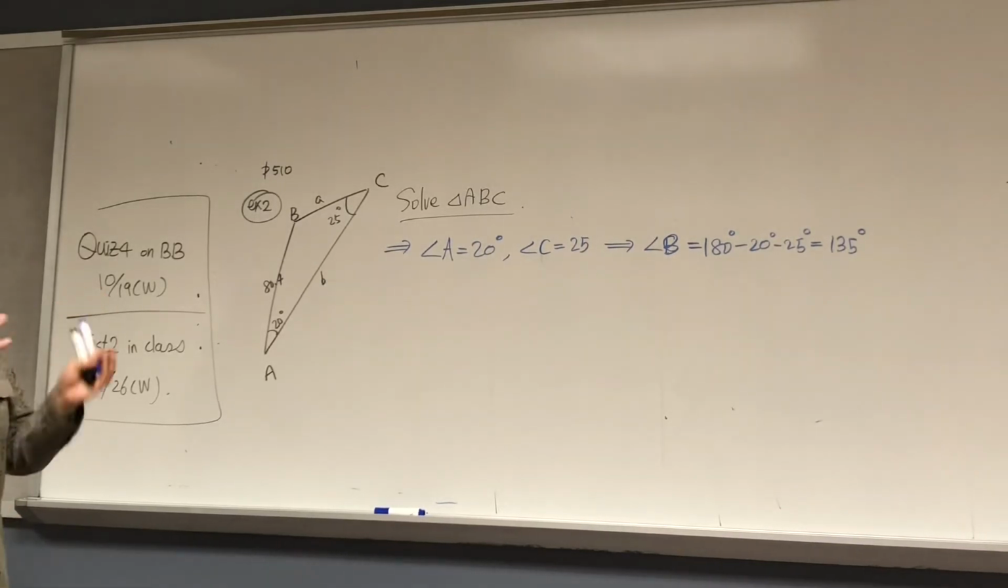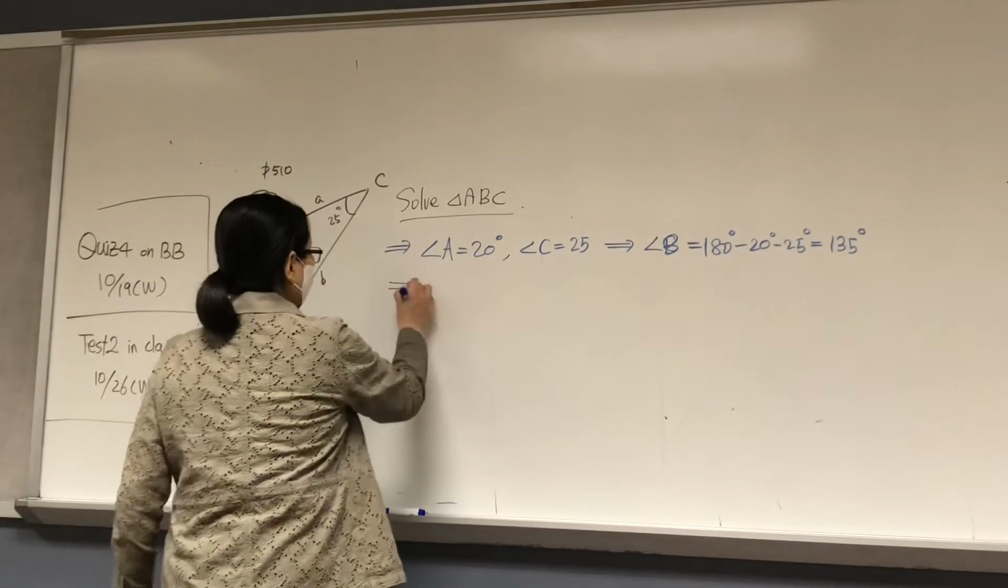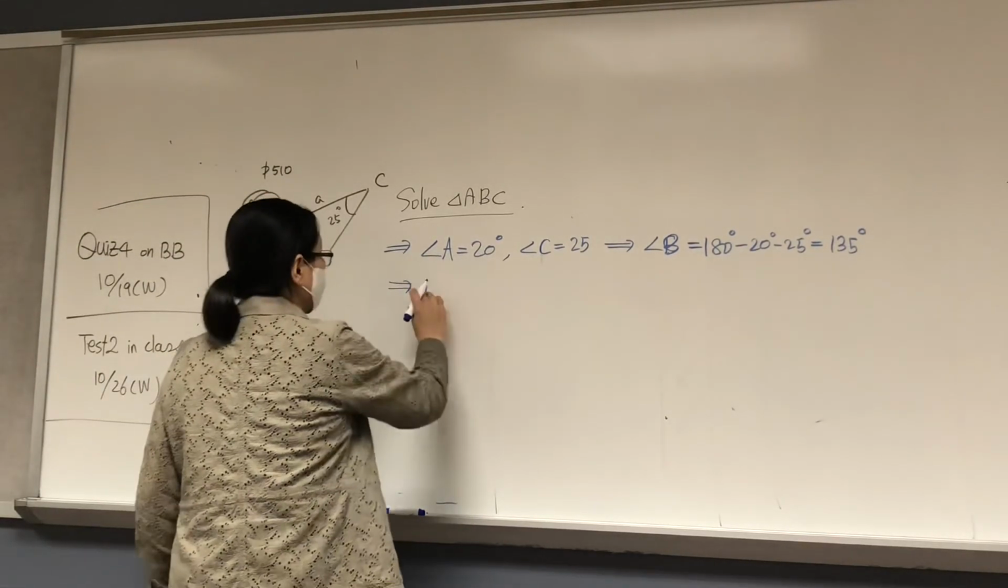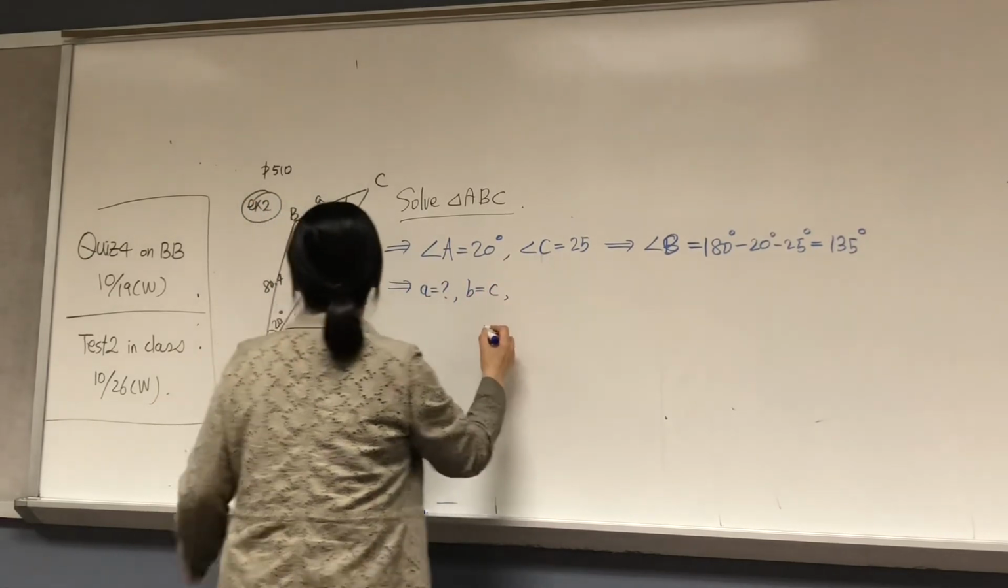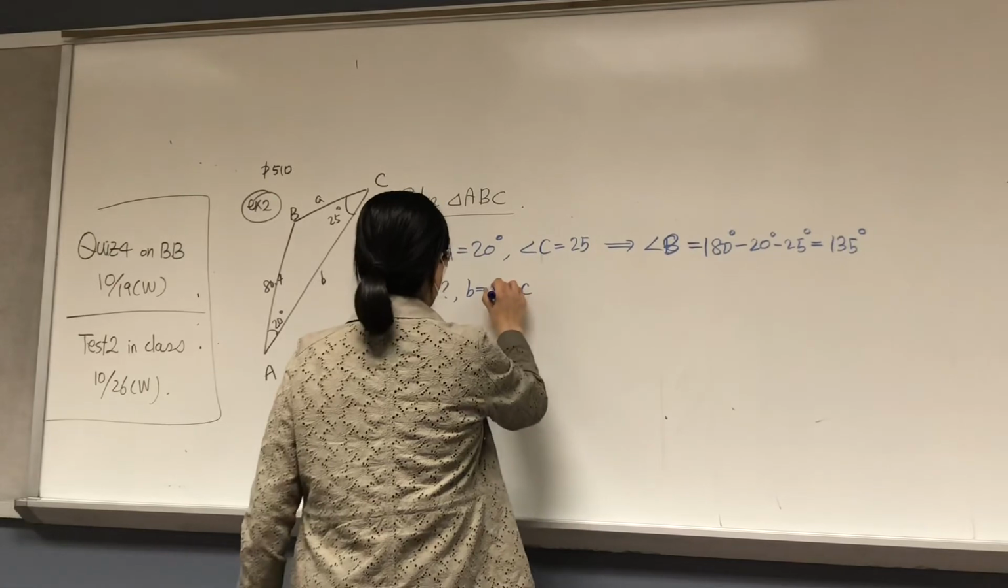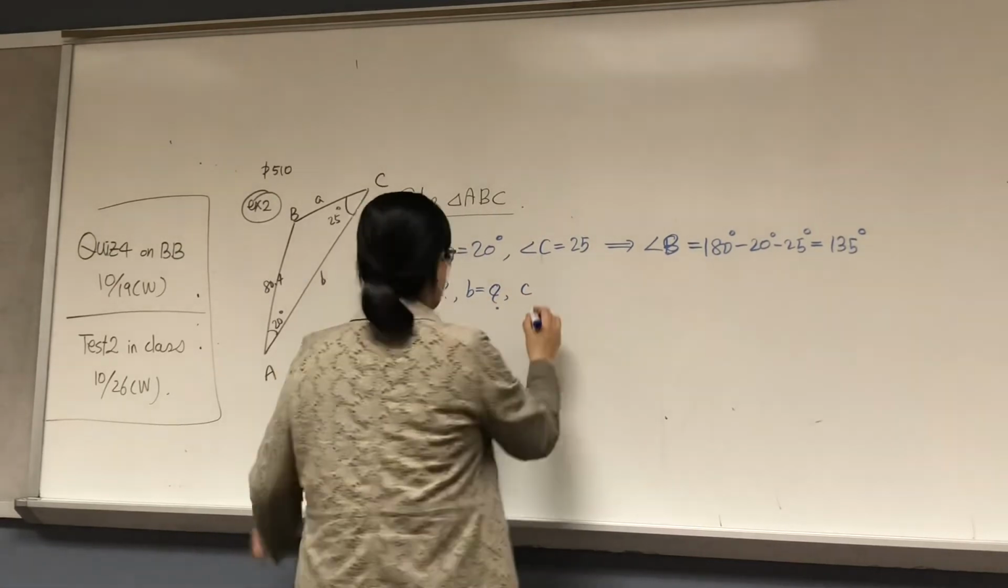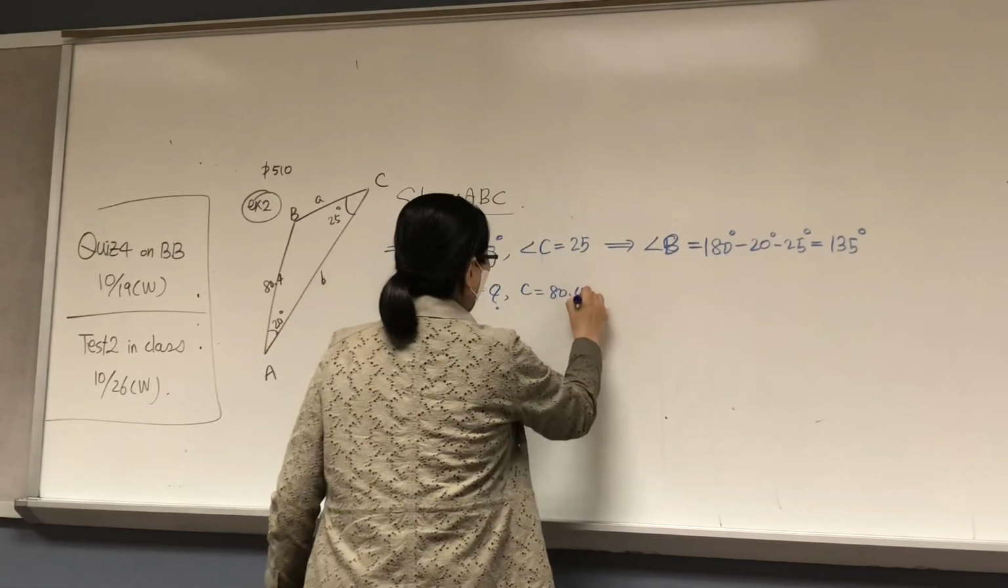So we already solved three angles. What do you need to do? We have to put it in a ratio for our sides. What is A? What is B? And C is what? 8.4. Am I right? Yes.